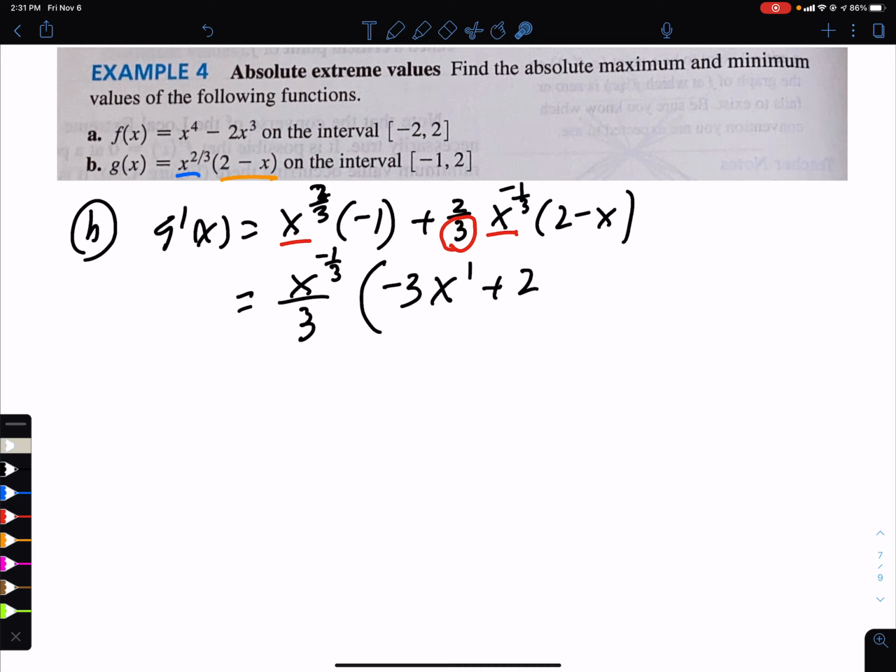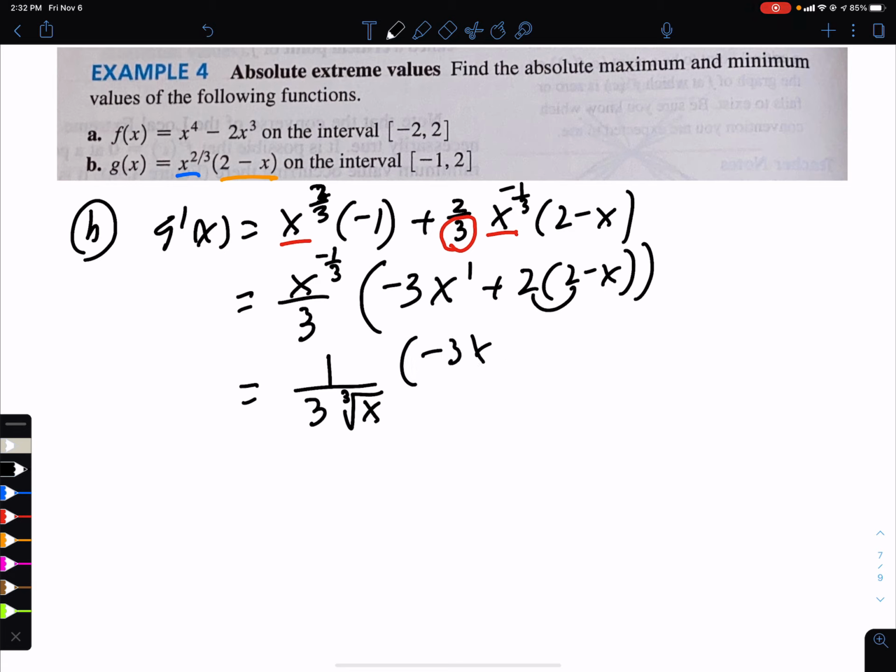So the 2's left because I took out that 3 in front. I took that out, so that's gone. And I'm left with 2 minus x. So that negative moves it to the bottom. So I'm going to have 1/3, and that's a cube root of x because it's a 1/3 power.